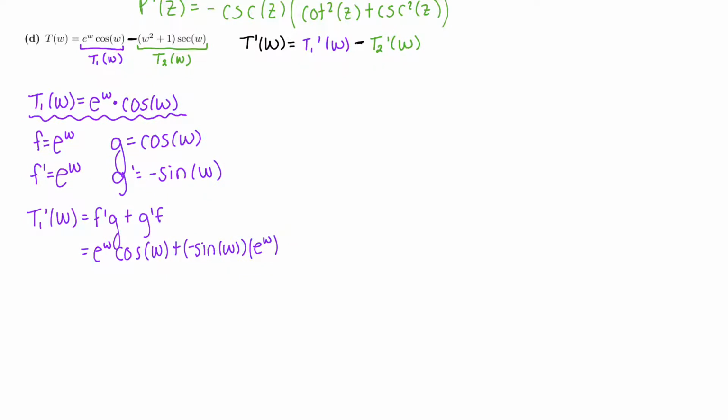Simplifying that just a tiny bit, the first part will stay the same. The plus sign turns to a minus because of this negative sign, and then I'm just going to move the e to the W in front just because that's more standard to have the e to the W's or the e to the X's in front of the trig.